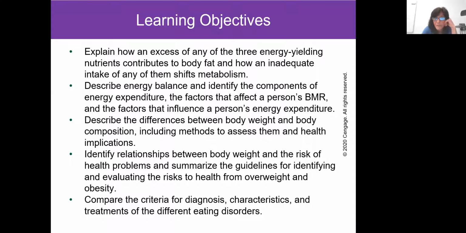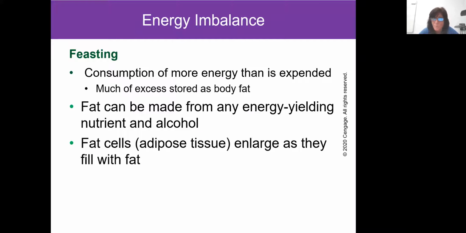We're going to talk about energy balance and the components of energy expenditure, factors that affect a person's BMR, factors that influence a person's energy expenditure, differences between body weight and body composition and how we assess them, and what the health implications are, relationships between body weight and the risk for certain health problems, right? And guidelines for how to evaluate those risks from overweight to obesity to morbid obesity, and comparing the criteria for diagnosing and the characteristics of different treatments for these diseases and disorders.